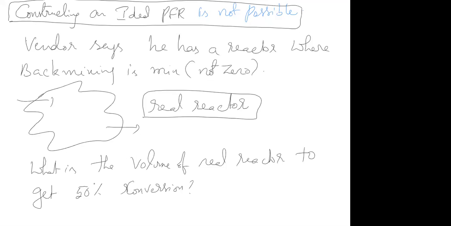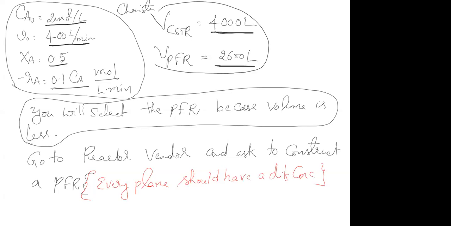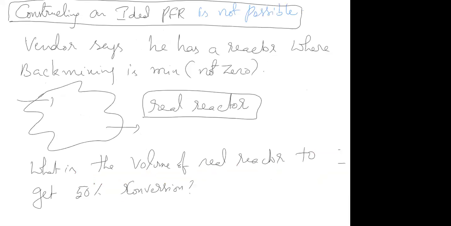Have you understood the entire conversation? So maybe I'll show you the entire board again. So this is the data. This is your problem, and this is the chemistry. So you have decided to select a CSTR. Then when you go to the vendor to ask for a constructed PFR, you explain that every plane should have a different concentration. Then what he will say is, we cannot construct a PFR.